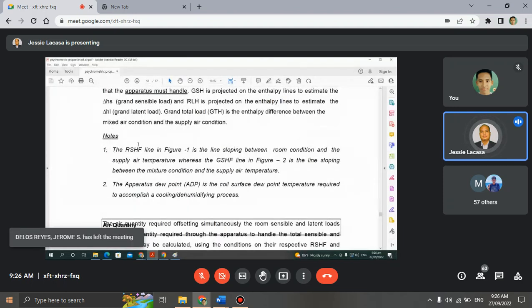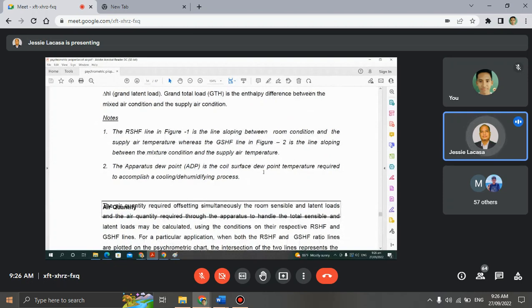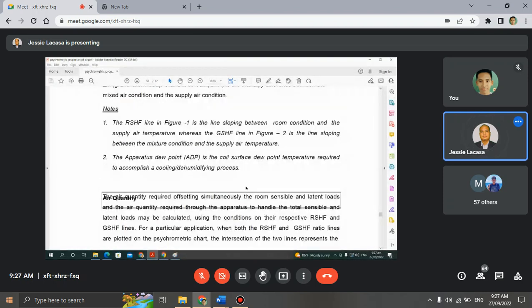So note: the room sensible heat factor line in figure 1 is the line sloping between the room condition and the supply air. Whereas the grand sensible heat factor line in figure 2 is the line sloping between the mixture condition and the supply air temperature. So the apparatus dew point is the coil surface dew temperature required to accomplish a cooling or dehumidifying process.